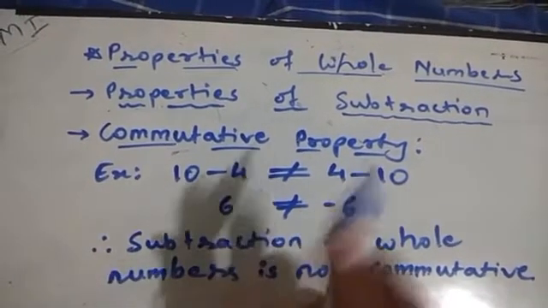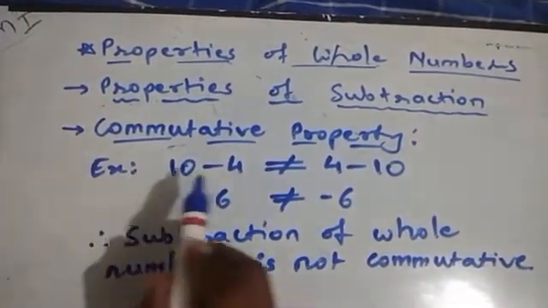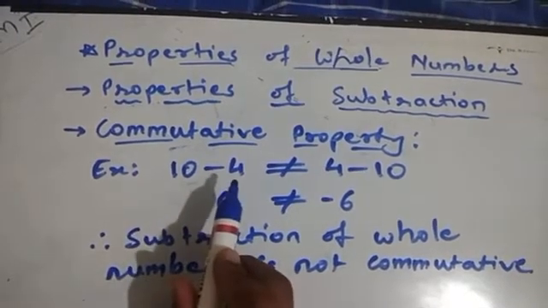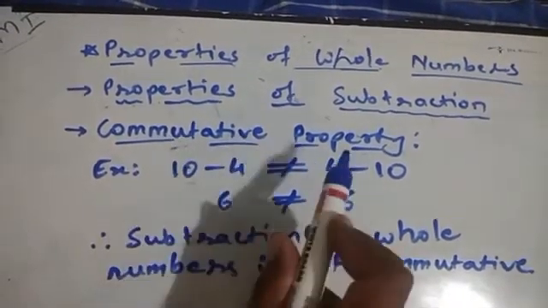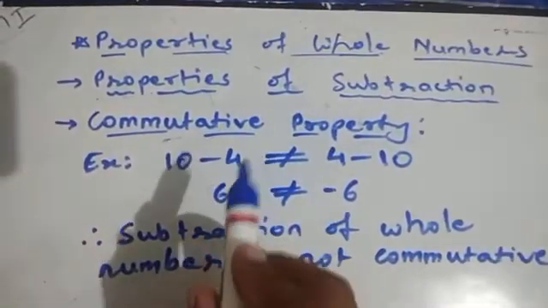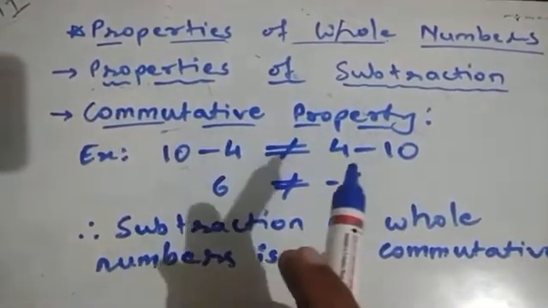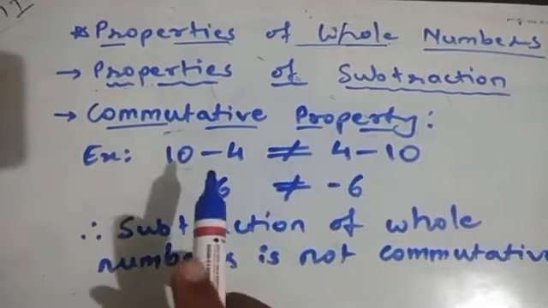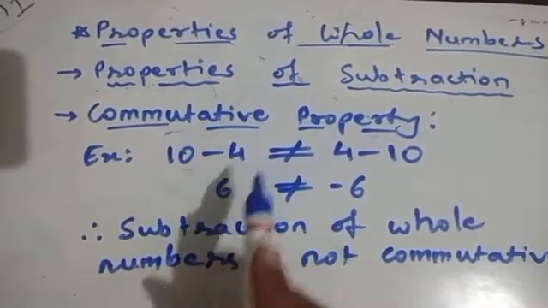Commutative property of subtraction, that we are going to see. Here, example, 10 minus 4. Commutative property means what? Order. In addition, we have seen that even after changing the order of the numbers, their sum will not change. But in subtraction, here 10 minus 4 is 6.